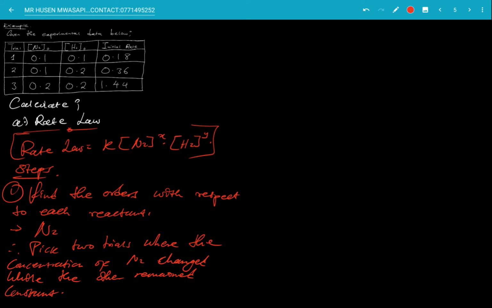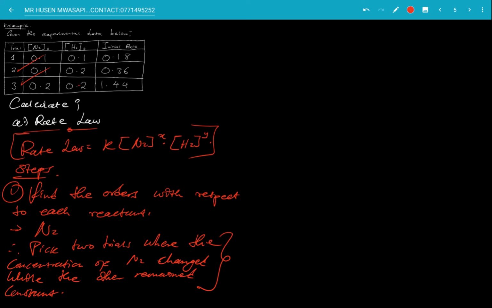Now be mindful of this. This is one way to remember how to find the order. We need to pick the trials where the concentration of nitrogen changed only, and the other remained what? Constant. So from the given data, we can pick trial 2 and trial 3, because that's where the concentration of nitrogen changed while the concentration of hydrogen was constant at 0.2 and 0.2 there.